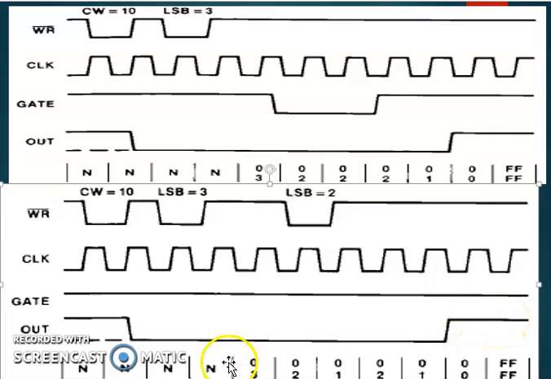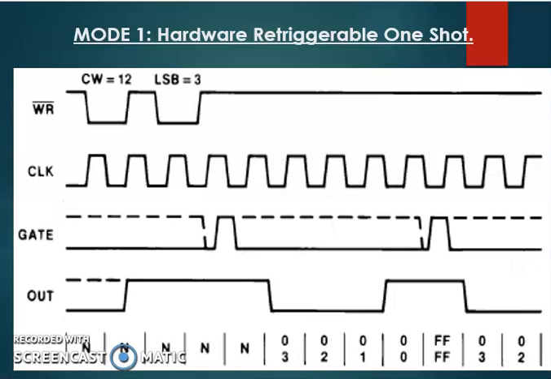That means before reaching the terminal count of the first count value, if we get another count in between, what does the 8254 do? It completes the count value of the first count, then the second one, and on reaching the terminal count from both the values, then it generates the high on the out pin. So this was all about mode 0. Now, mode 1.